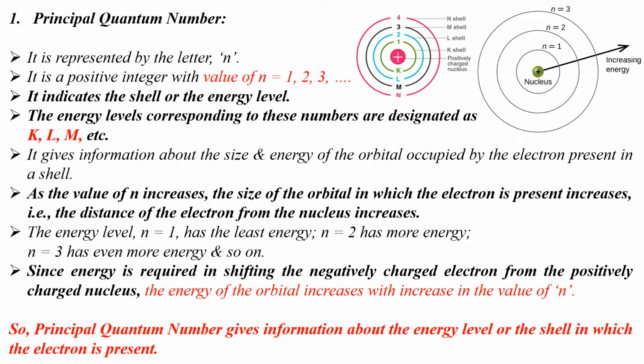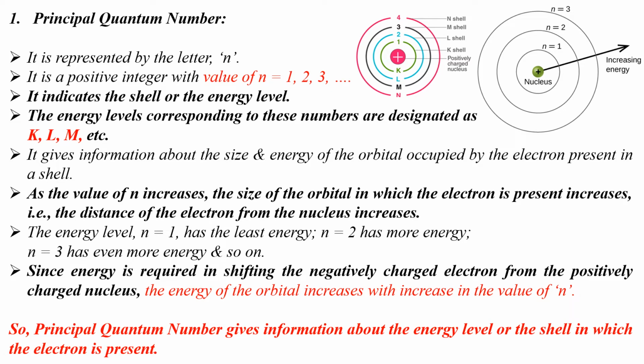Okay, so principal quantum number gives information about the size of the orbital occupied by the electron present in a given shell. It also tells you about the energy of the orbital occupied by the electron present in a shell. And now look at this picture.